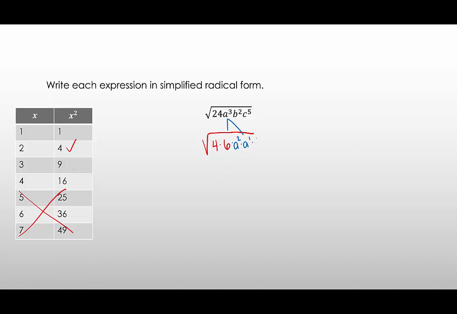B squared, hey, it's a perfect square. So we're just going to keep it b squared because we'll be able to take the square root of b squared. C to the fifth is not a perfect square because the exponent is odd, but we'll rewrite it as a product of the largest even number less than 5, which would be 4, times c to the first.